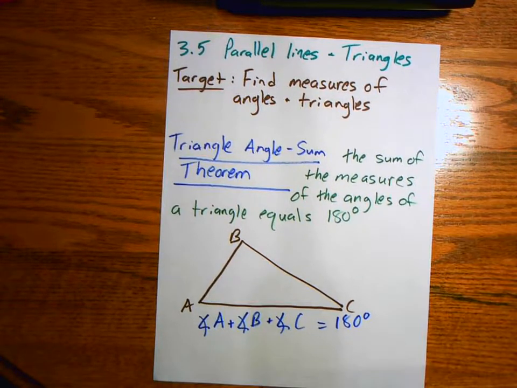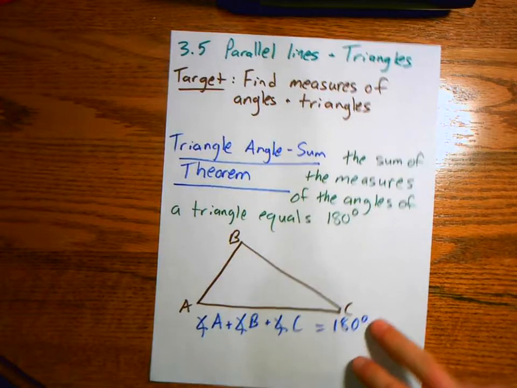So you can use this theorem to pick apart and calculate the measures of certain angles within a triangle. Say if you know two, you can find the other one using algebra. If you know two other angles in the triangle, then you can find the missing angle. So all of them add up to equal 180 degrees.